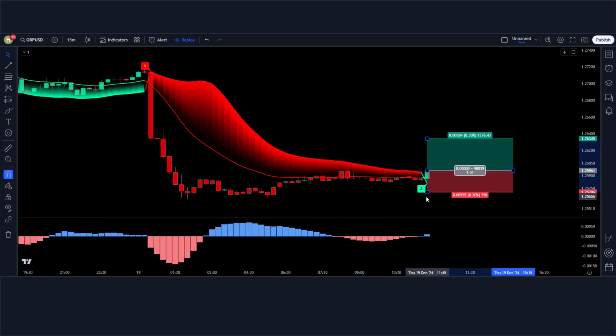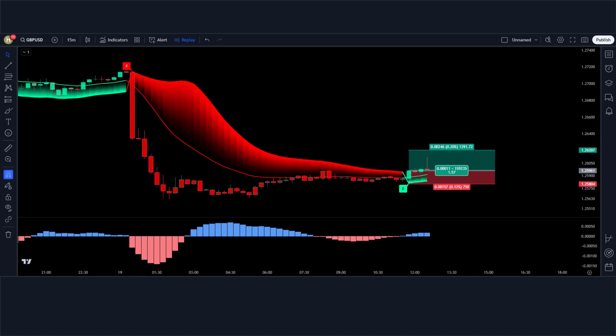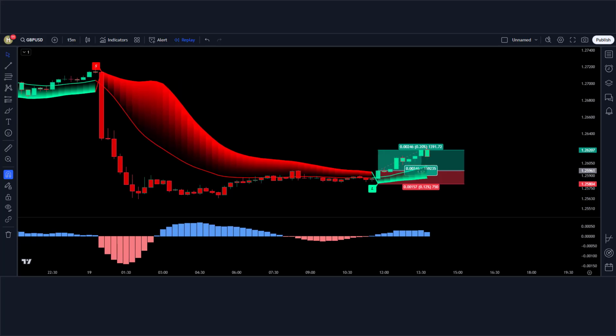Our stop loss will be placed below this plot line. And the risk to reward ratio will be 1:1.5. Let's see what happens to our trade. We have won the trade. Wait for the next signal.